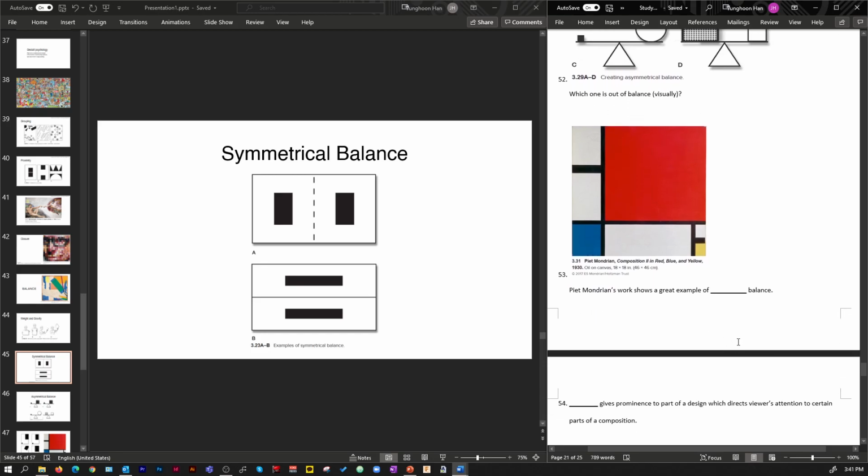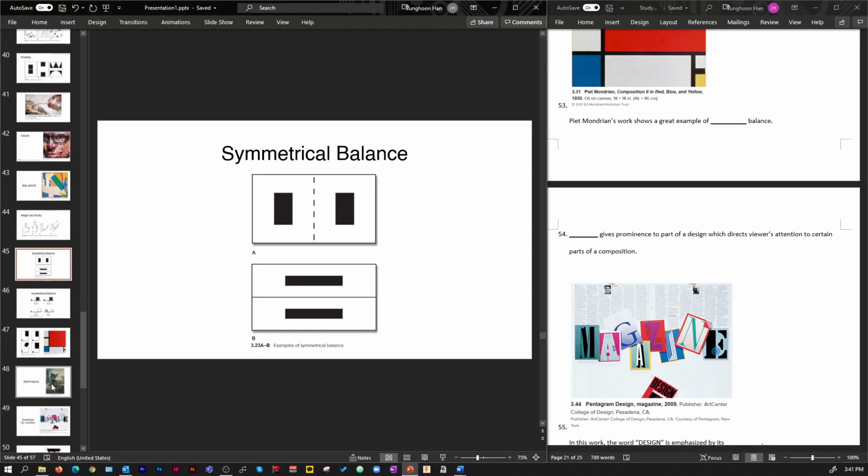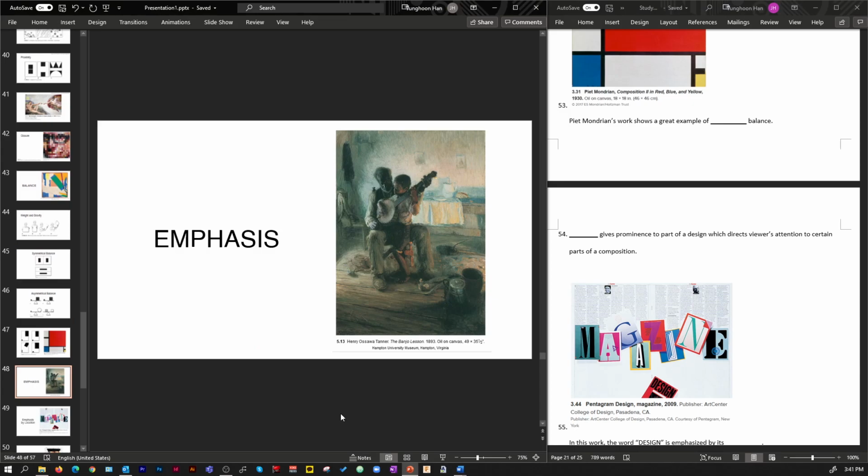Alright, so Piet Mondrian's work shows a great example of asymmetrical balance. So here obviously this red is dominating the entire composition, but still somehow it achieves balance and is very visually pleasing, so that will be asymmetrical balance. The blank gives prominence to part of the design, which directs viewers' attention to certain parts of the composition. So in here we must be talking about emphasis.